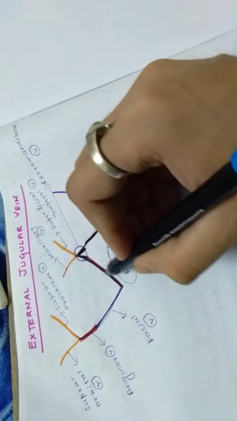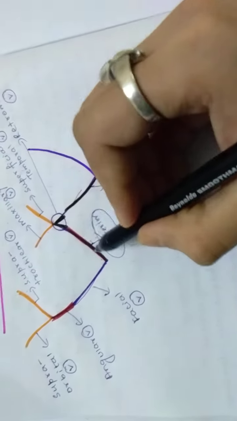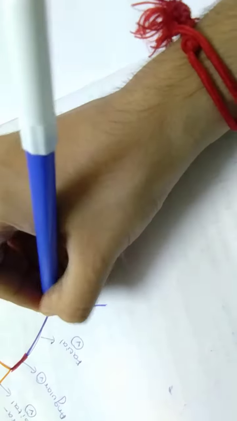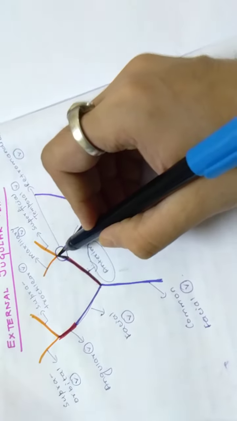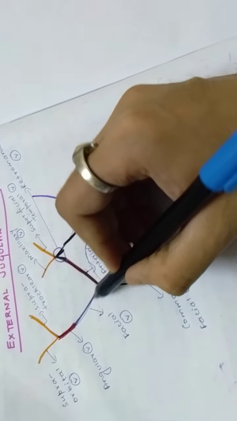So the anterior branch of the retromandibular vein and the facial vein, the two join to form what vein? To form common facial vein. So the anterior division of the retromandibular vein and the facial vein both join to form the common facial vein. Now the anterior part is over, so now we will see what will happen to the posterior division.